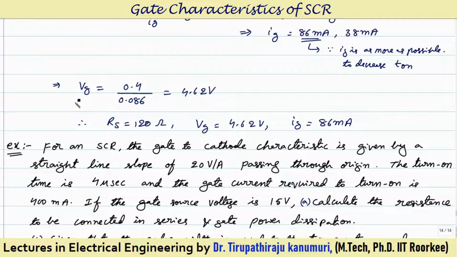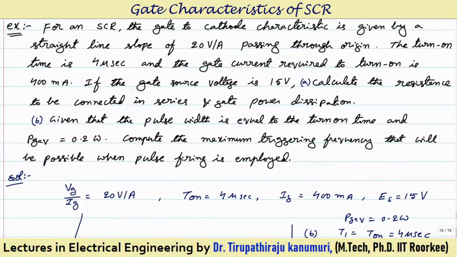So now I can calculate Vg is equal to power divided by Ig. So this is 0.4 divided by 0.086. This will be equal to 4.62 volts. So therefore, we can summarize that the value of Rs obtained is 120 ohms, Vg is 4.62 volts, and the value of Ig is equal to 86 milliamperes.